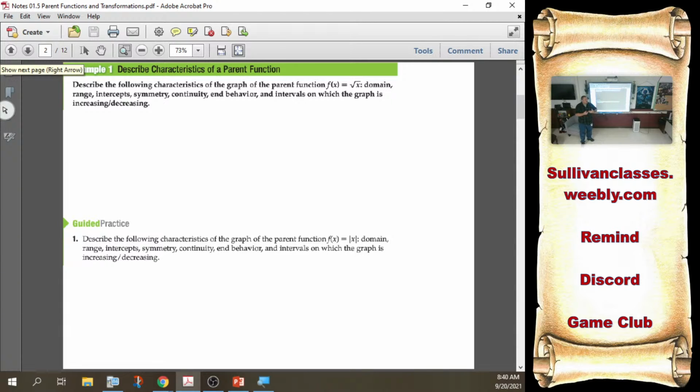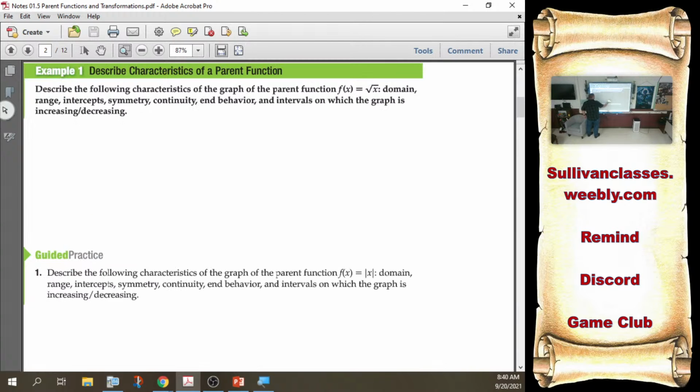Just like in geometry, after you proved theorems, you didn't have to reinvent the wheel. You just said angle side angle congruence theorem. Okay? So use the characteristics of the graph to tell me all the things. You're going to tell me domain, range, x-intercept, y-intercept, symmetry, continuity, end behavior, which we will write as limits.